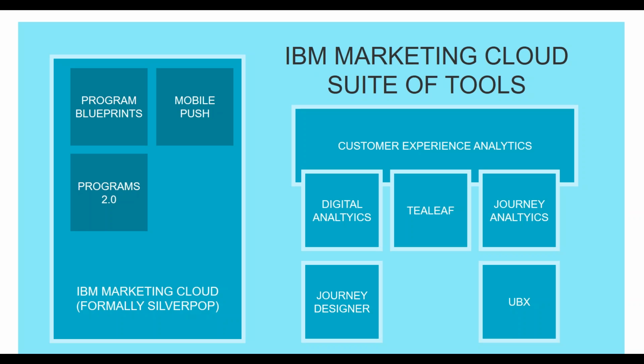Now let's take a look at the suite of tools that are in the IBM Marketing Cloud. So we have the tool formerly known as SilverPop. We've got IBM Marketing Cloud, so we're just going to call it SilverPop for now. And we're going to talk about program blueprints, mobile push notifications and SMS, and programs 2.0, which are all going to be within SilverPop. And then on the right side of the screen, we have all of the standalone tools.